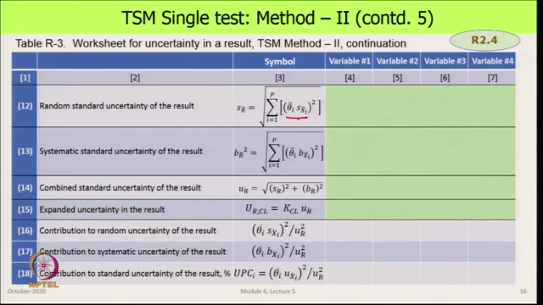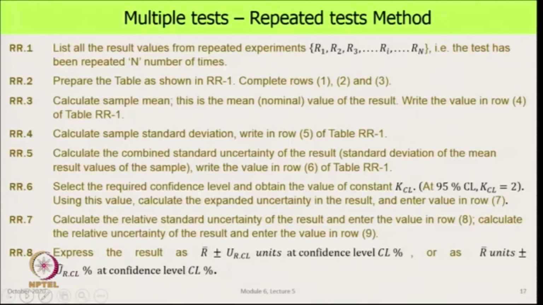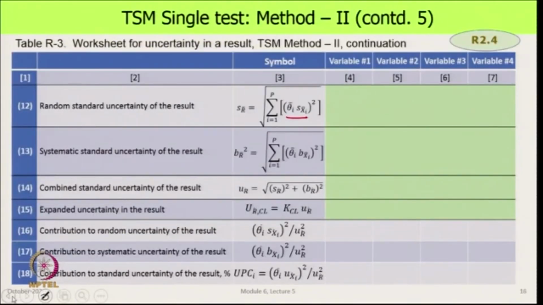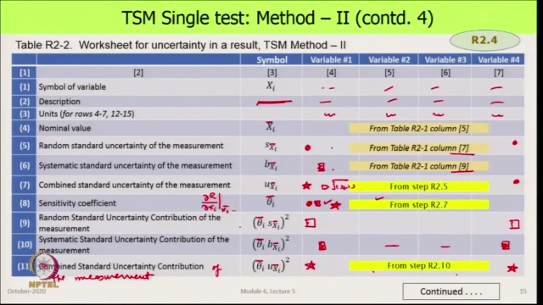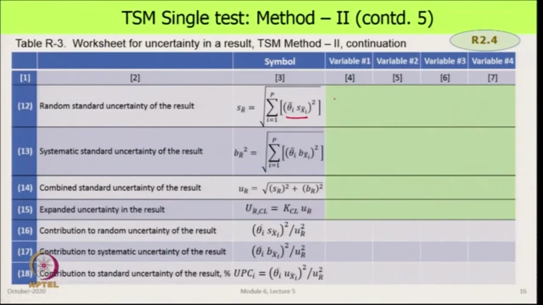Where do these terms come from? In an earlier row, see theta_i s x_i bar terms, they were here. This is row 9. So, in the next one we add numbers in row 9 and take their square root. Then for the next one, systematic standard uncertainty of the result, we add all the elements in row 10 and take the square root.